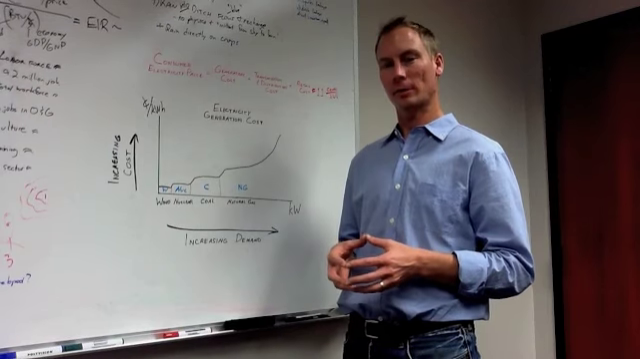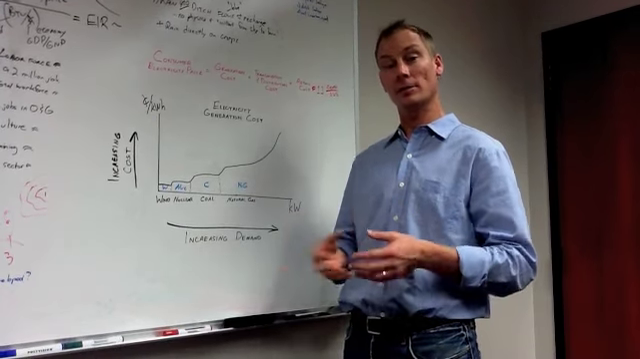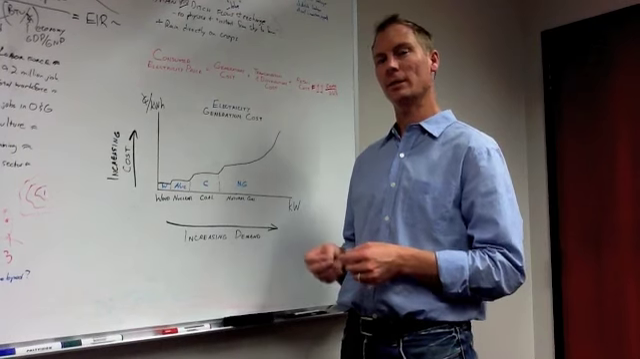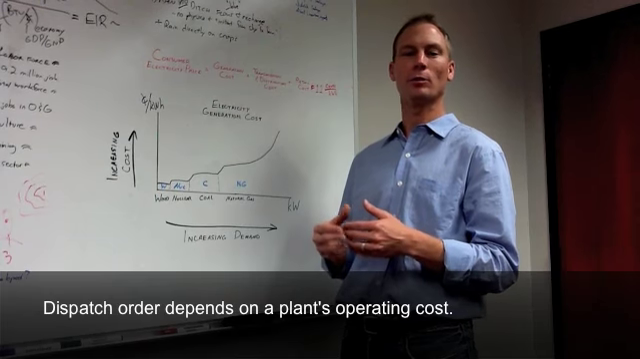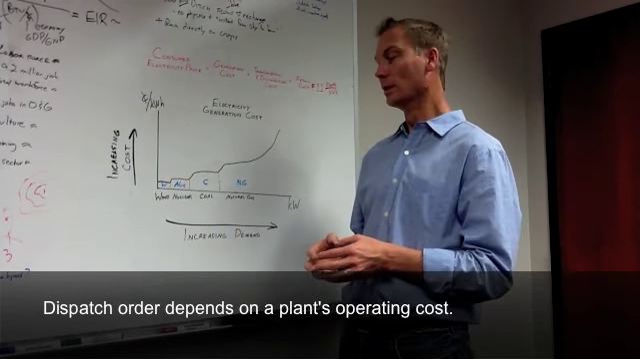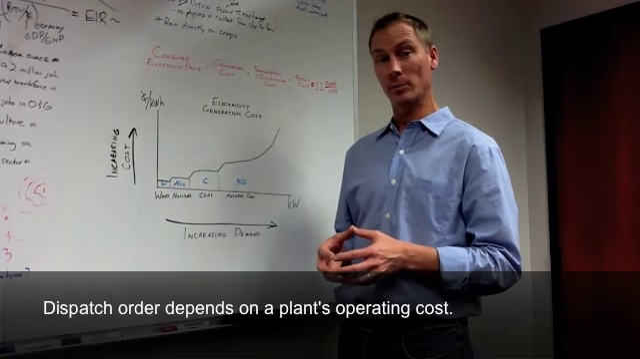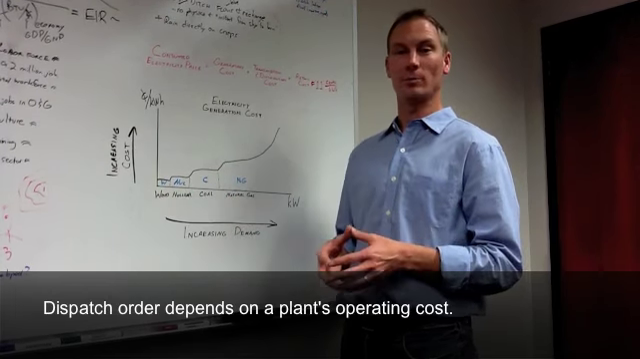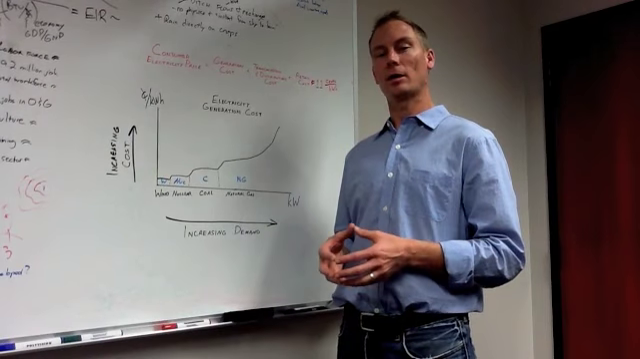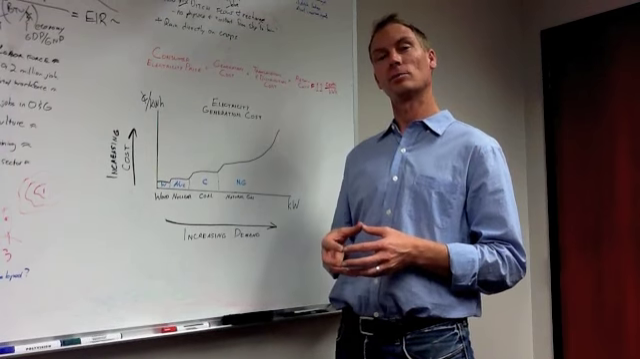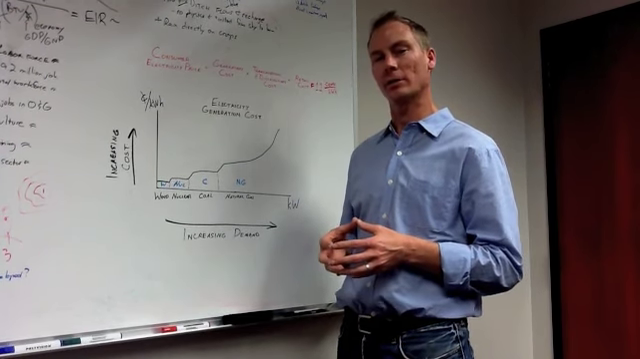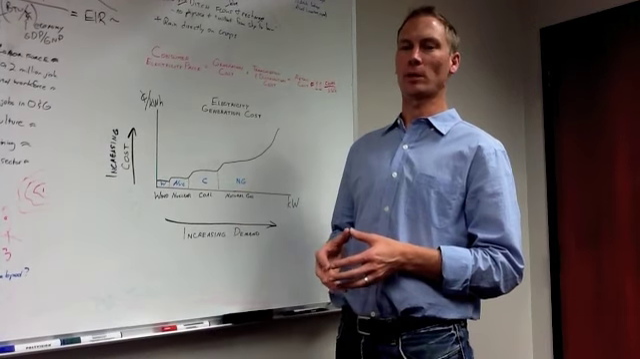And the way that power plants are told to dispatch and generate electricity on the grid is that the least cost operating power plants are the power plants that are told to generate first. So the lowest operating cost power plants on the grid are wind power plants. They're low operating costs because they have no fuel costs and low maintenance costs.